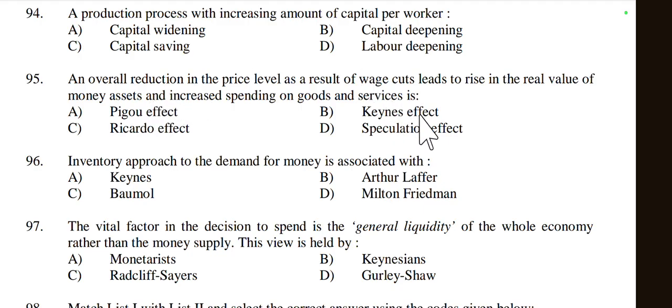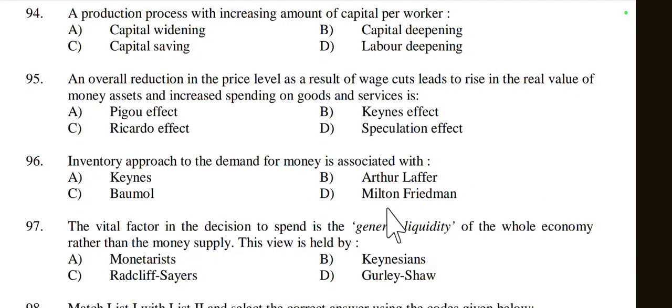Then Keynes effect means this effect relates more to the liquidity preference and how interest rates affect spending. Then Ricardo effect refers to the concept of consumers adjusting their spending based on future expectations of income or wealth due to changes in government policy or taxation. Then speculation effect is generally associated with changes in asset prices and expectations, particularly in financial markets, related with Keynes.